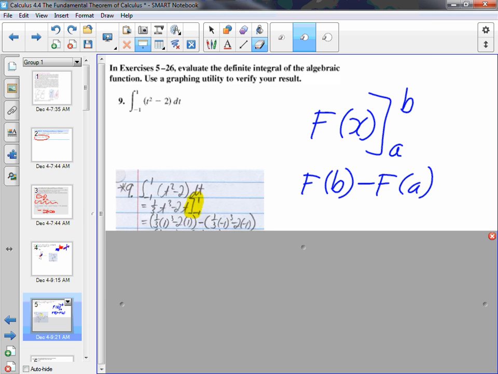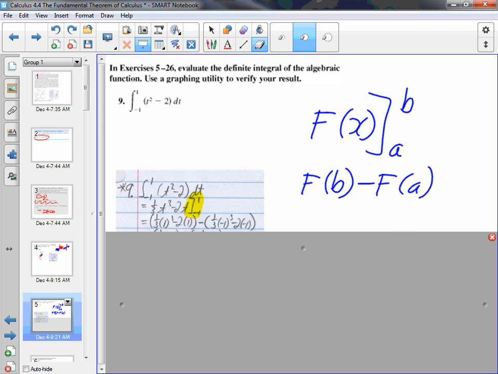Now, be careful with your parentheses. I've got to subtract all of capital F of A. So I got to put what I get in parentheses. So minus parentheses 1/3 times -1 cubed minus 2 times -1. The parentheses are important. Don't leave them off. So evaluating, everybody with me?